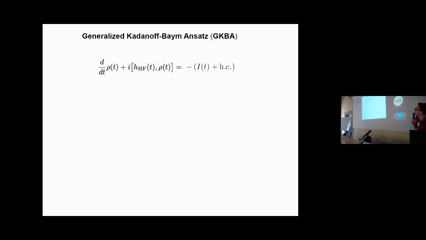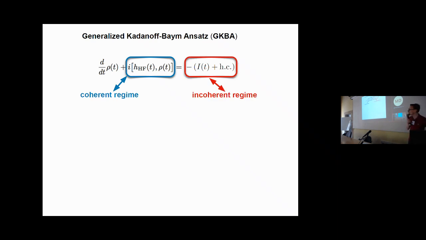First, let me make a remark on this equation that we are going to solve. So first, as I told you, there is the commutator of the density matrix with the Hartree-Fock Hamiltonian, and this is mainly responsible for dictating the evolution of the system in the coherent regime, while the collision integral is mainly responsible for dictating the system dynamics in the incoherent regime.